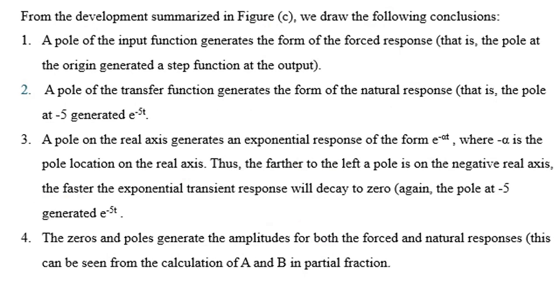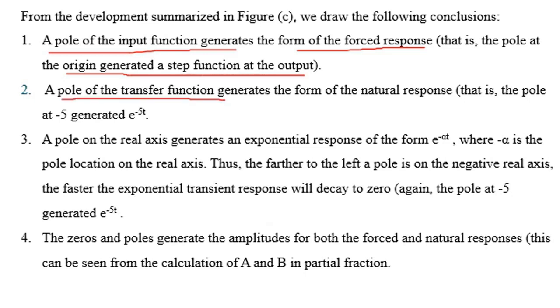Dear students, now we will summarize the last slide here. The first point is the pole of the input function generates the forced response of the system. In this, a pole at origin generated a step function at the output. Secondly, the pole of the transfer function generates natural response of the system. In this, the pole at -5 generated e power minus 5t.